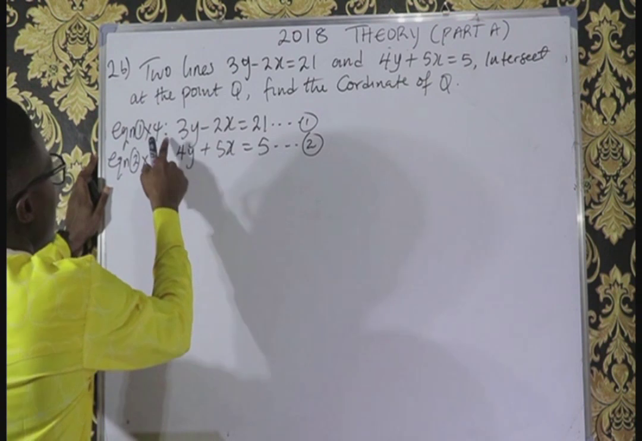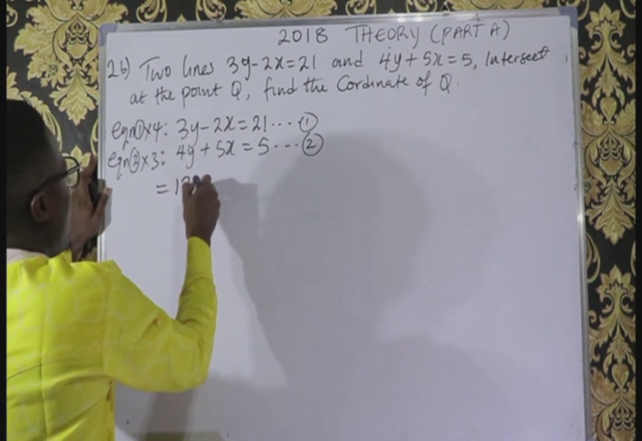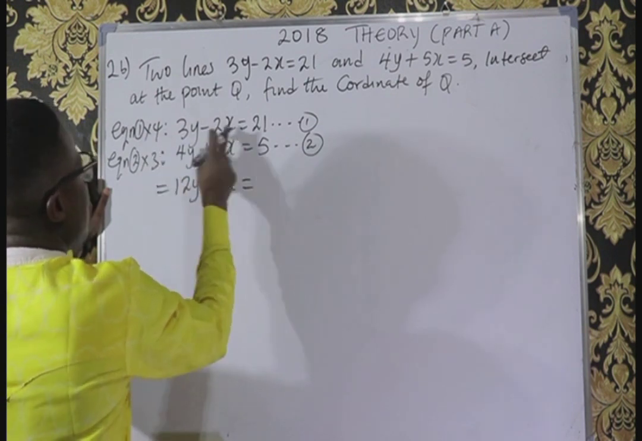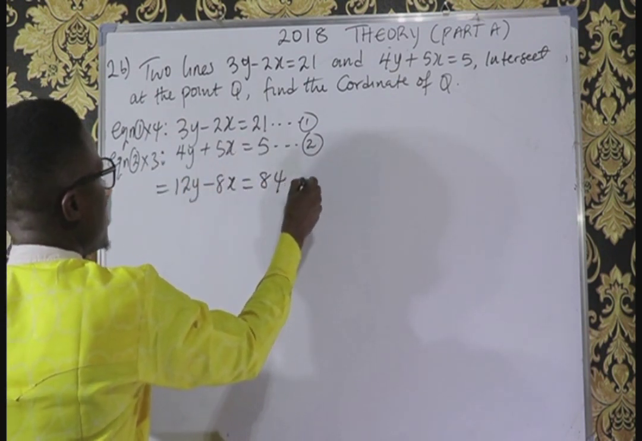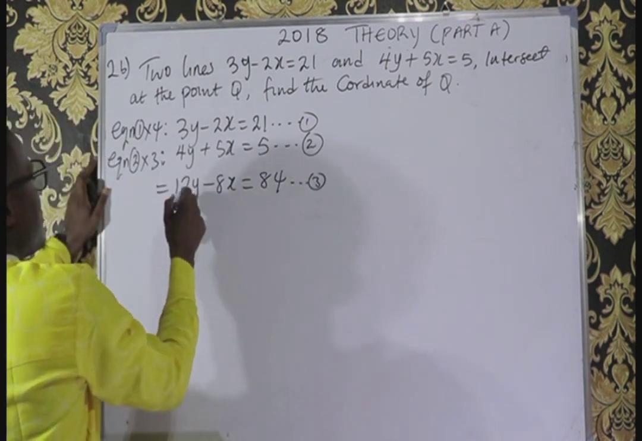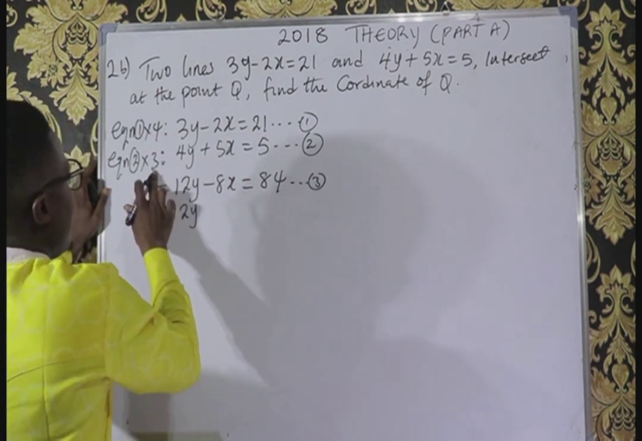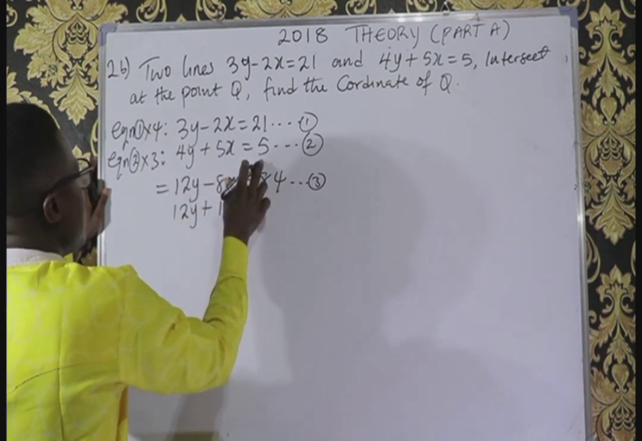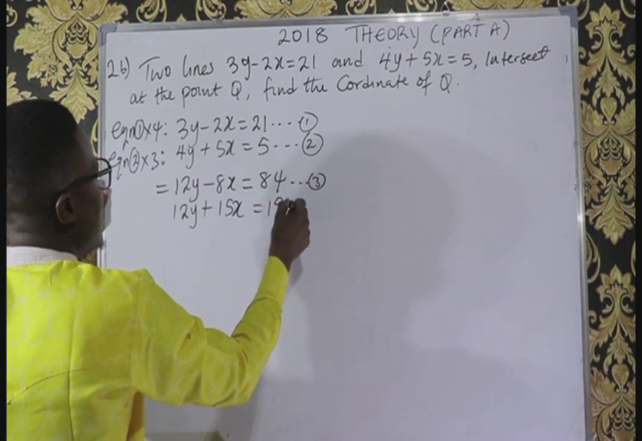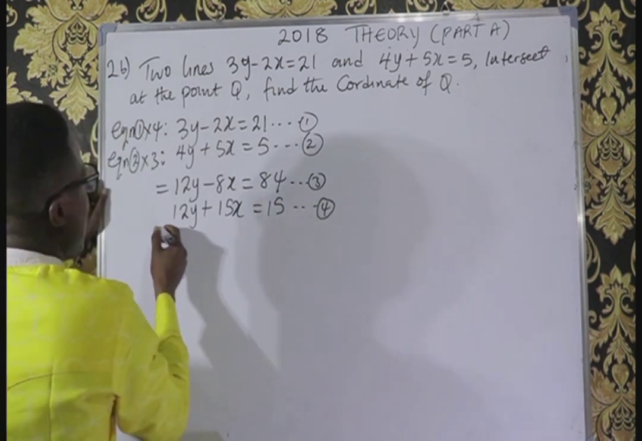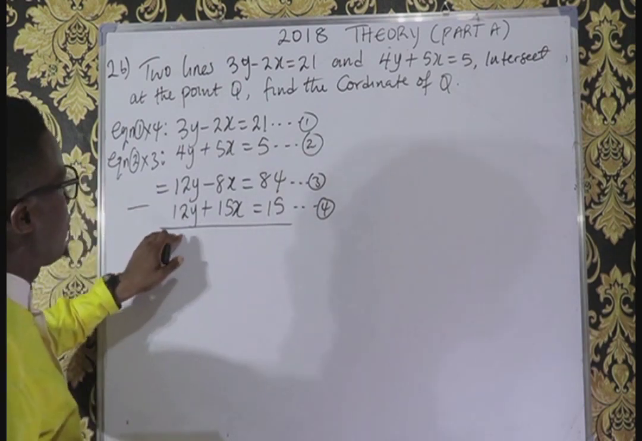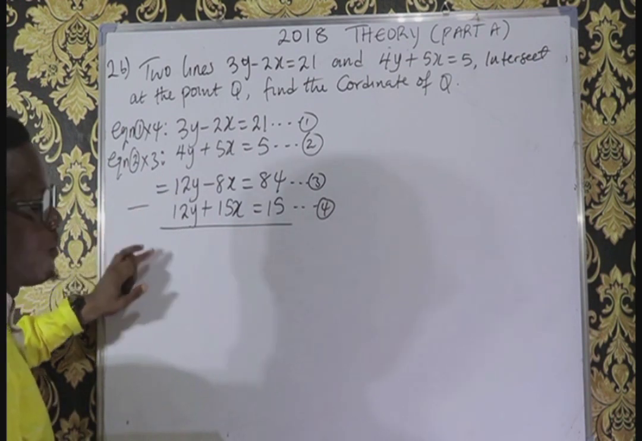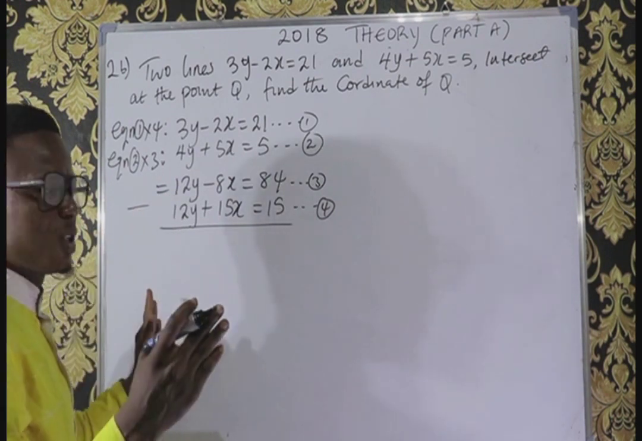When I do that, 4 times 3y is 12y, 4 times minus 2x is minus 8x, 4 times 21 is 84. This is equation 3. 3 times 4y is 12y, 3 times 5x is 15x, and 3 times 5 will give us 15. This is equation 4. Now, let us take away equation 4 from equation 3. The reason I will subtract is because 12y minus 12y will give me 0. Therefore, y has been eliminated.